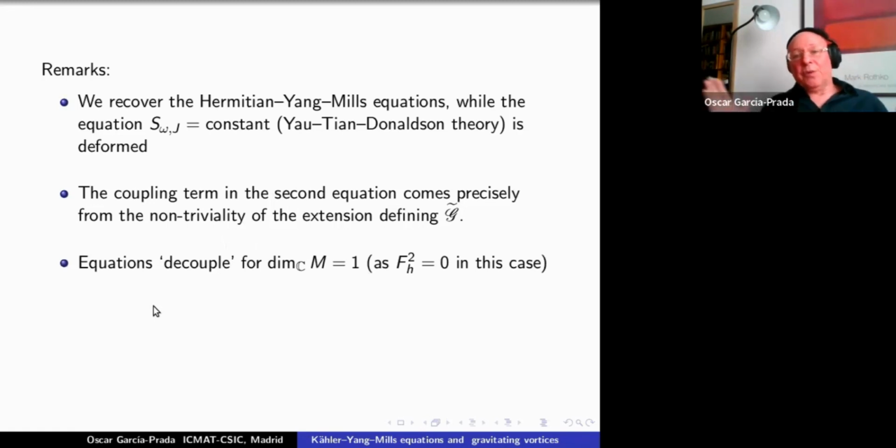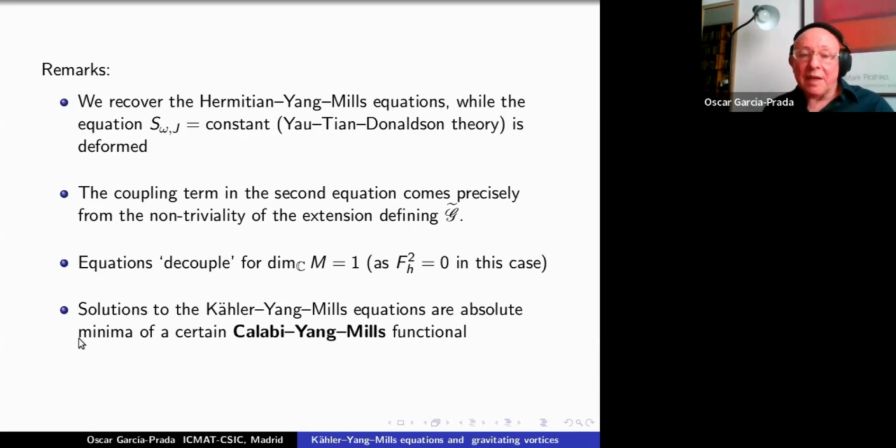Also, you always would like to analyze the simplest situation, and you say, oh, well, what about complex dimension one? In complex dimension one, that is in the case of Riemann surfaces, the system decouples because the square of the curvature of the connection is zero. And so in this situation, we don't get anything new. We just get a combination of the uniformization theorem on the one hand, for the metric on the Riemann surface, and then the Narasimhan-Seshadri theorem. So there are solutions, but they are just decoupled, and we know the theory there. So the story is more interesting in higher dimensions.